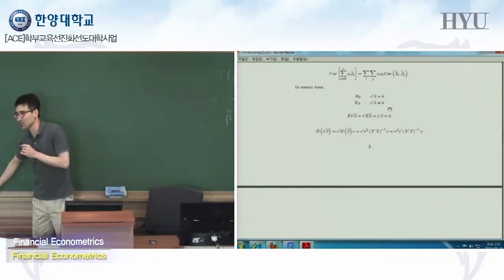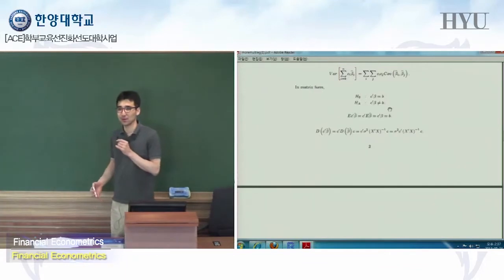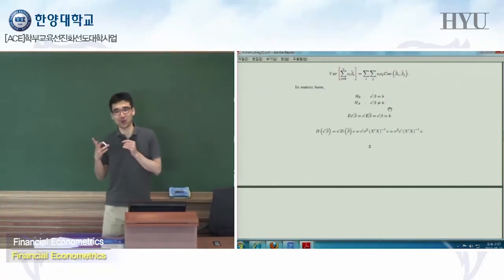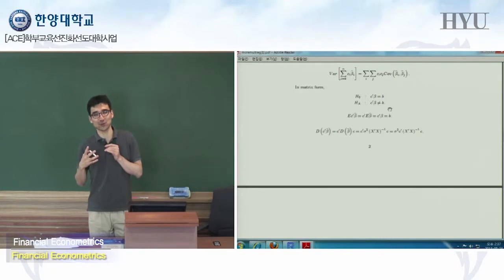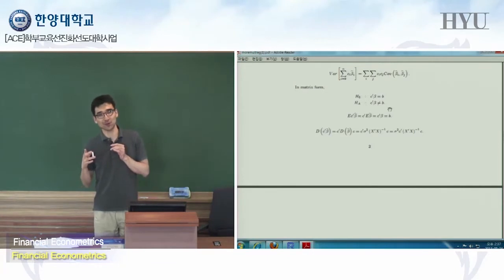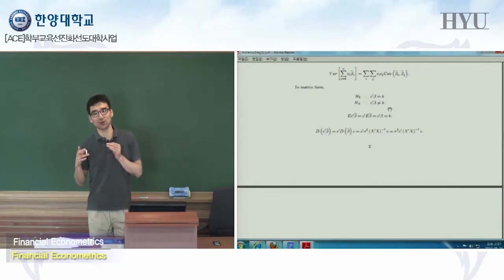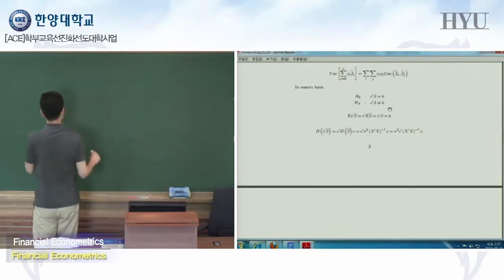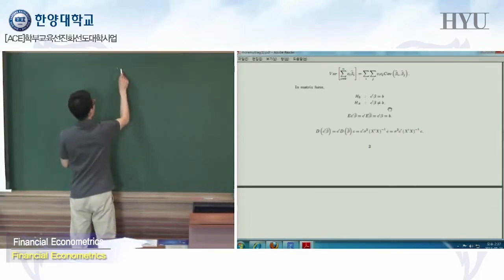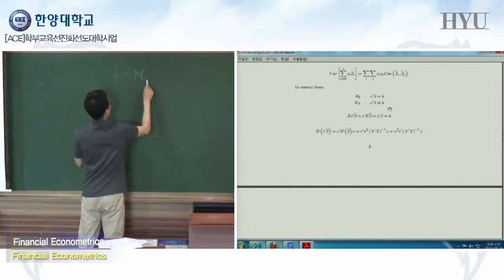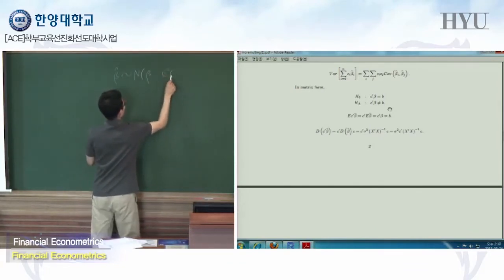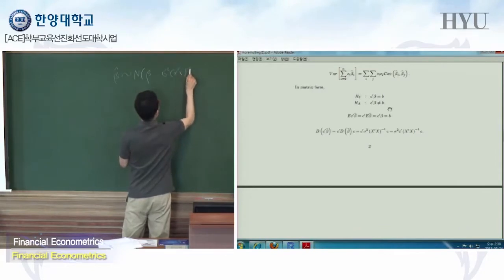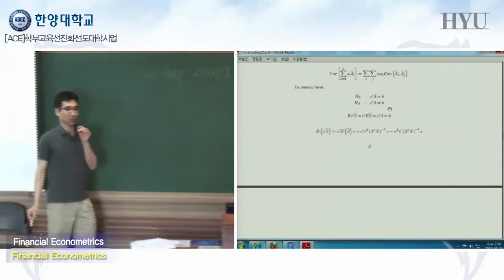For whatever reason, actually we have two reasons. Based on two reasons, we can assume that beta hat follows a normal distribution, right? We can either assume epsilon is normally distributed, or we can assume that we have a large number of data. Okay, we know this one, right?